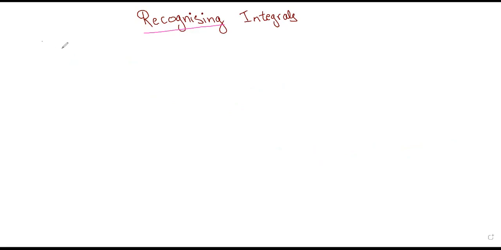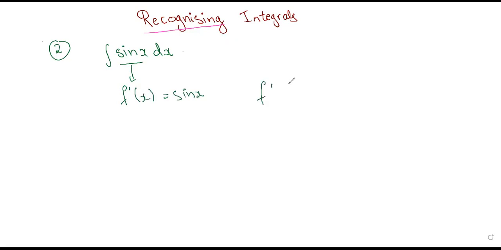The second example is that you need to integrate sine x dx. Now here, Ranjani, you must be knowing directly that the integral of sine x is minus cos x. But here you are not supposed to do it this way. The concept in this topic is to recognize. You need to see, if this is f dash x, what would be the function whose derivative is sine x? We need to find that f of x.